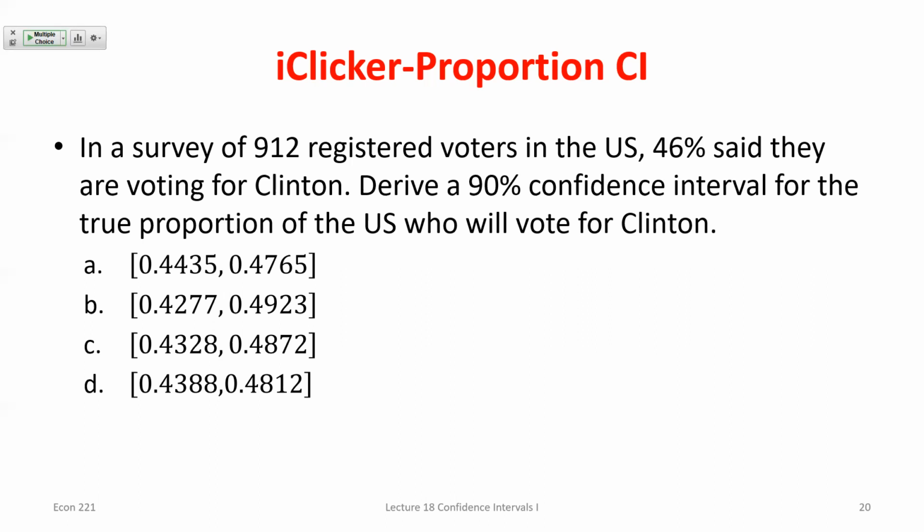So this should be what value? Did anyone come up with this? Yep. 0.0165. So pretty low, right? So even though I'm going 1.65 standard deviations to the left and the right, multiply that by what the standard deviation is, that's a pretty small value. Okay? So I plug that in. And then it's just a simple 0.46 plus 1.65 times 0.0165. And that will give you your upper bound.